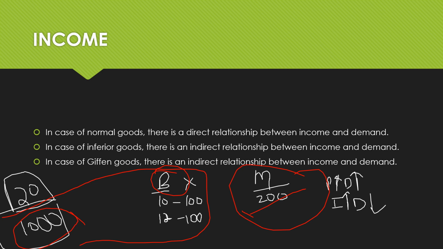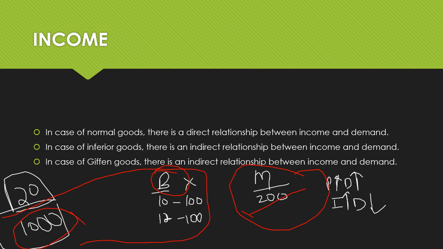So there's an inverse relationship between income and demand in case of Giffen goods, as we can see in this example, right? I'll say this once more. In case of Giffen goods like bread, whenever there's a rise in income, people would shift to other goods, because their budget has increased now. Previously, they did not have a budget.